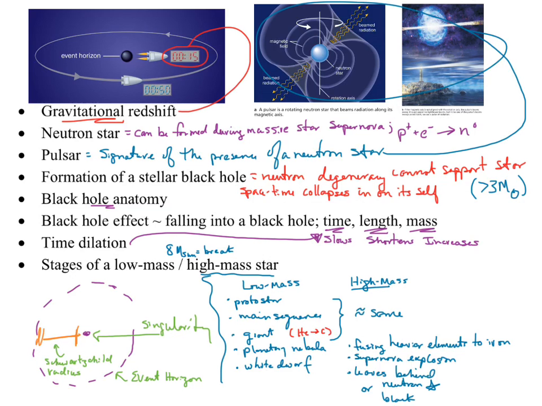The anatomy of a black hole is down here at the bottom. I just put that up just this morning. So we have the singularity, the event horizon in purple, and the Schwarzschild radius in orange there.